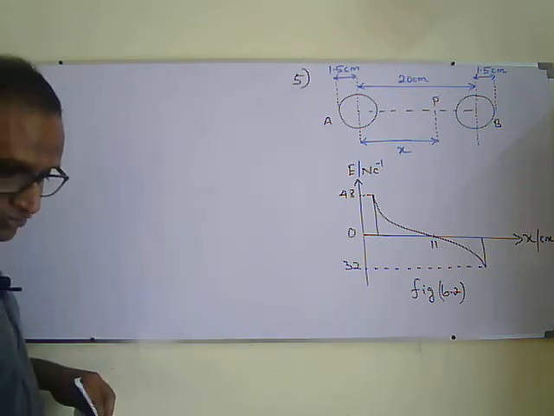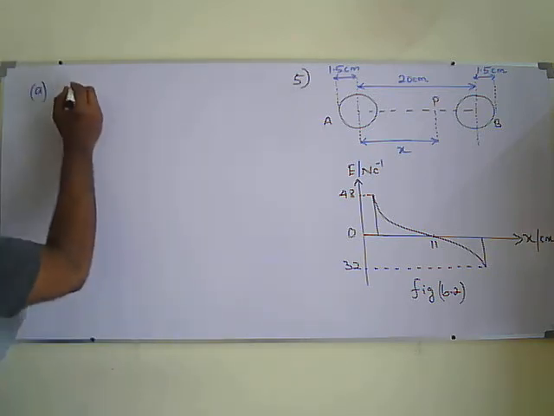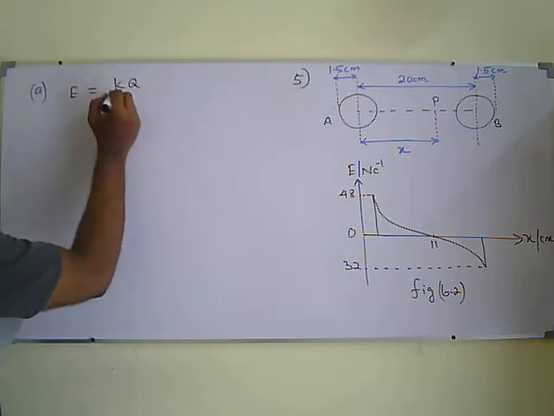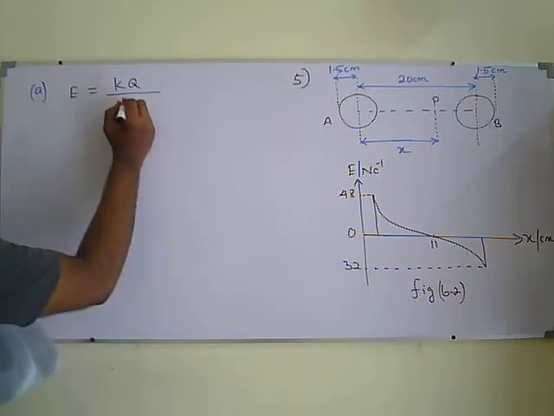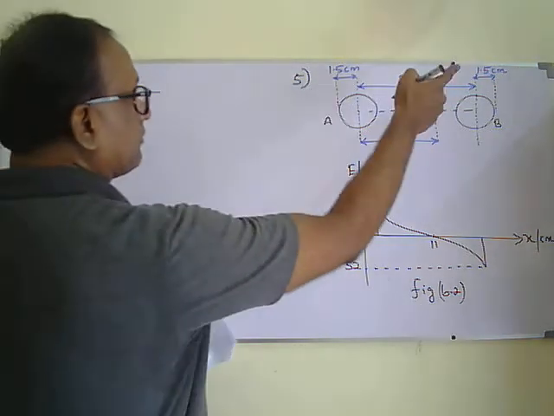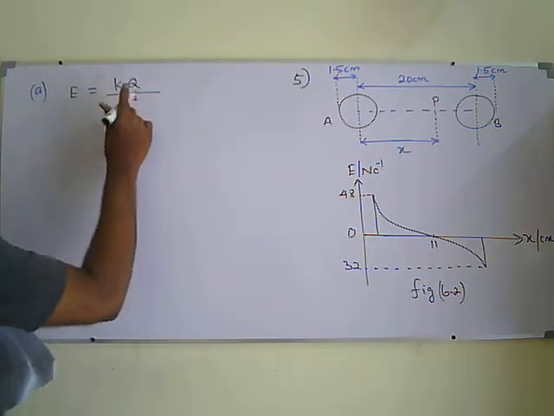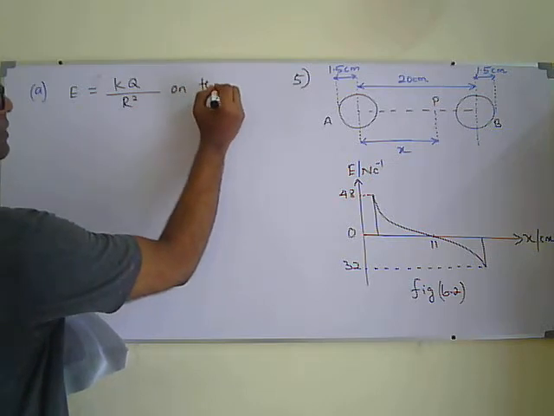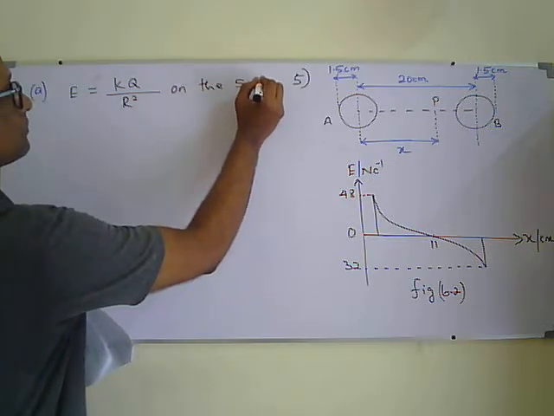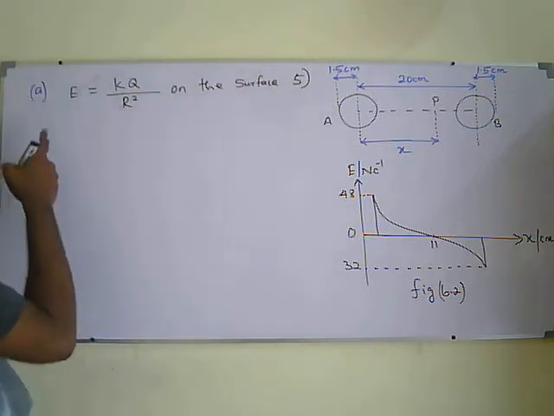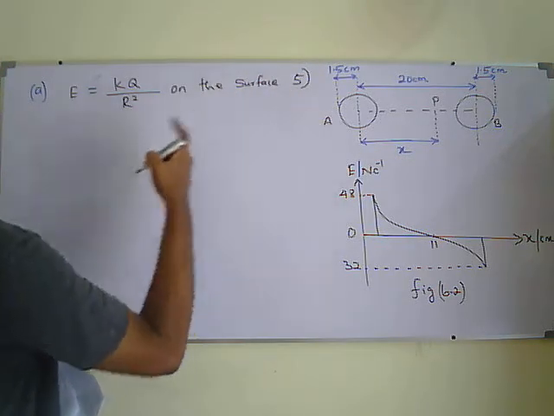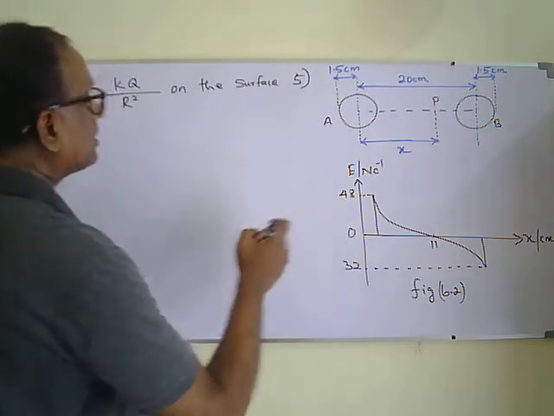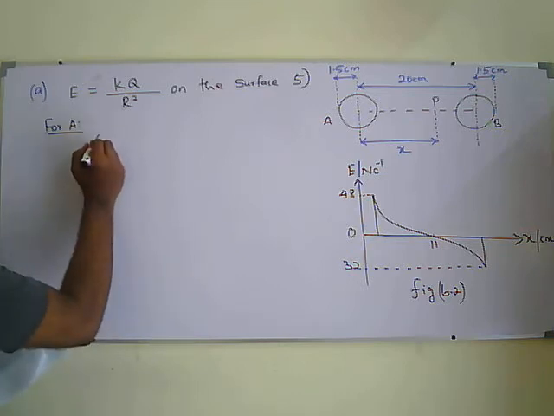I can say electric field strength on the surface is given as E equal KQ over R squared, or Q over 4 pi epsilon naught R squared. Both have the same radius, 1.5 centimeters. So I can say KQ over R squared, that is on the surface. Okay, the electric field strength for A on its surface is 48.